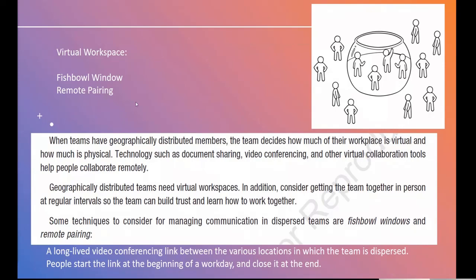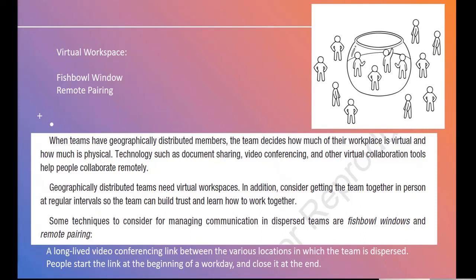Okay, so you will get some questions because right now the workspace is changing from in person or face to face to virtual, right? Because of COVID, you'll get some questions on how to manage the virtual workplace. So there are two kinds of methods they are saying: when teams have geographically distributed members, the team decides how much of their workplace is virtual and how much is physical.